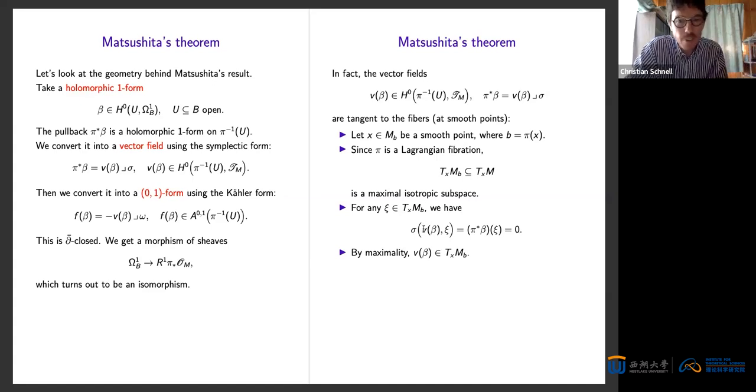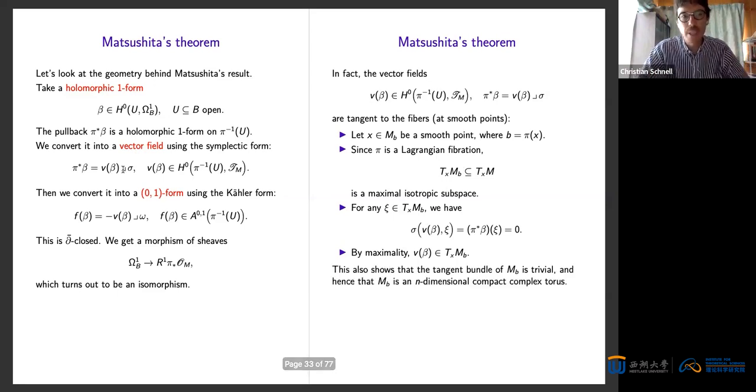So this shows that at every point, the vector field must be in the tangent space to the fiber, because I could add it to this tangent space and still get a subspace on which sigma is identically 0. And the tangent space to the fiber is by definition a maximal subspace like this. Okay, so this shows that this kind of rotation that you get by contracting with sigma changes the horizontal and the vertical directions.